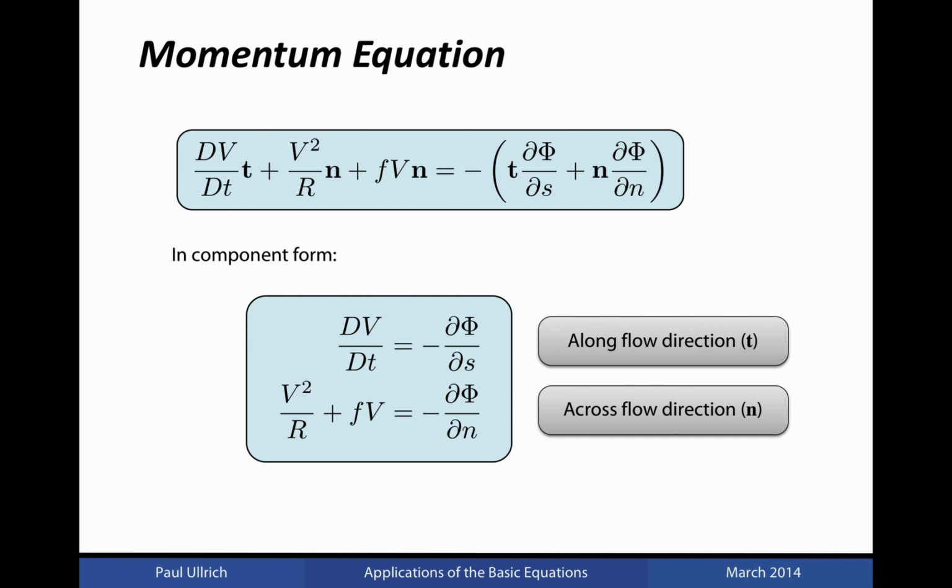And the second equation that then emerges is this equation that actually describes a force balance for the fluid parcel. That is, we must have a balance between centripetal acceleration experienced by the fluid parcel, Coriolis force, here given by fV, and pressure gradient force, which is the derivative of the geopotential in the normal direction.